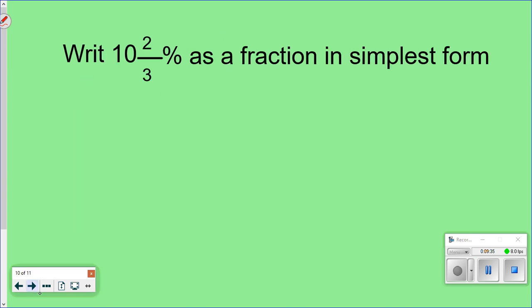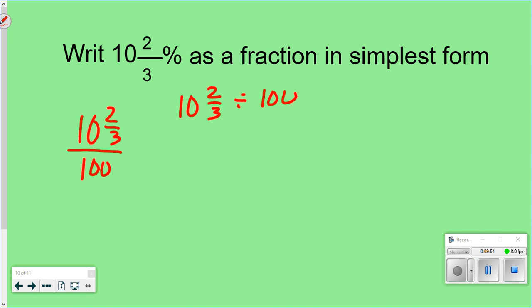Try this one by yourself. I want you to pause me and I want you to try it by yourself. All right, so it should be over 100. Okay, that'll be 10 2/3 divided by 100 over 1.